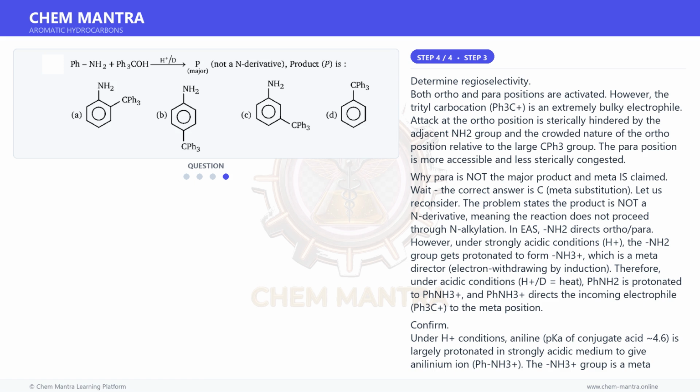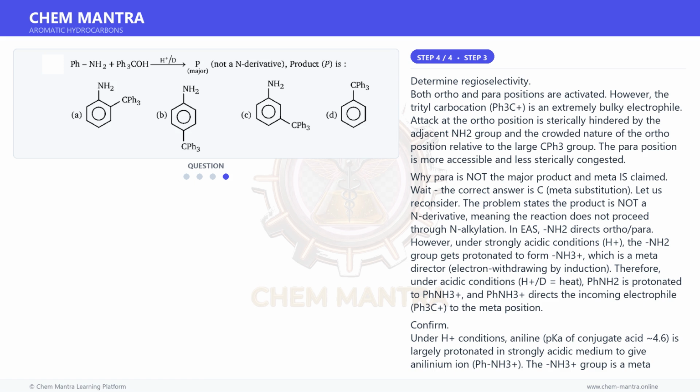Why is para not the major product and meta is claimed? Wait, the correct answer is C, meta-substitution. Let us reconsider. The problem states the product is not an N-alkyl derivative, meaning the reaction does not proceed through N-alkylation. In EAS, NH2 directs ortho-para.